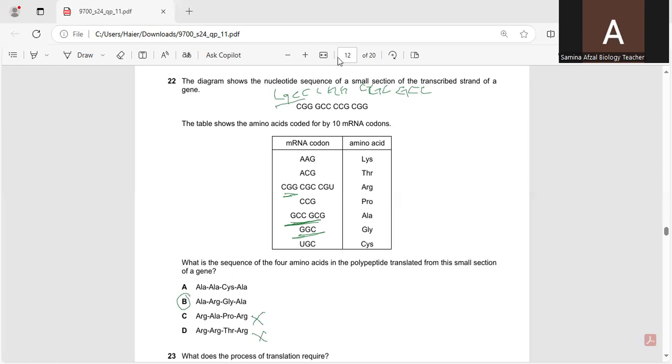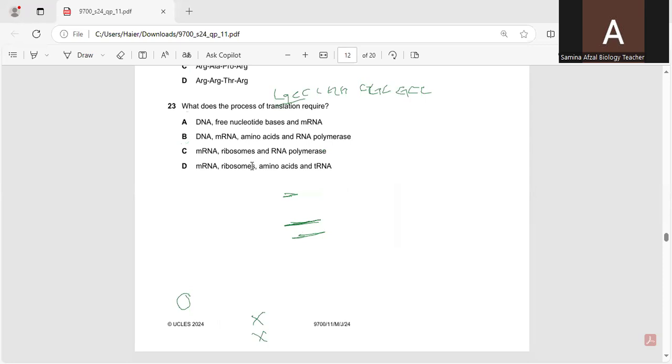Now, question number 23. You can see question number 23 is, what does the process of translation require? And you know, translation is the stage of protein synthesis, and you can see what happens in, first of all, translation.